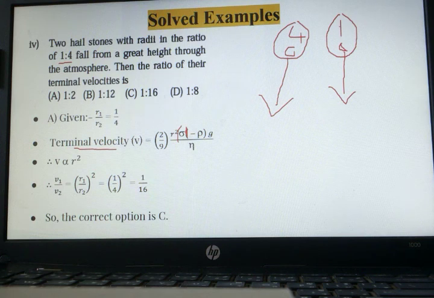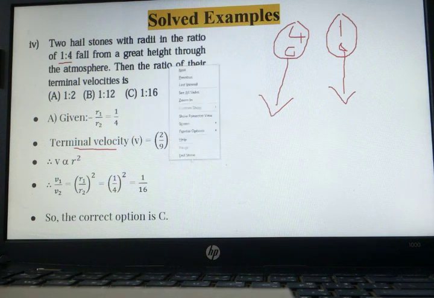Okay, so we can make this formula like this one. Just 1 minute. Sorry, this is not terminal velocity. This is the coefficient of viscosity. What is this called? Coefficient of viscosity.